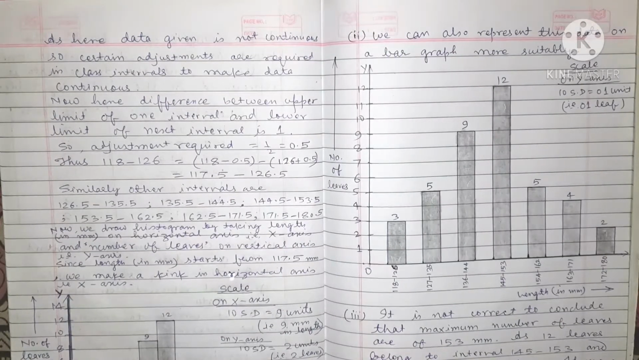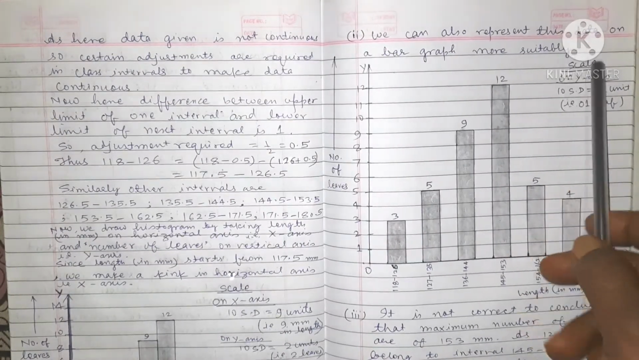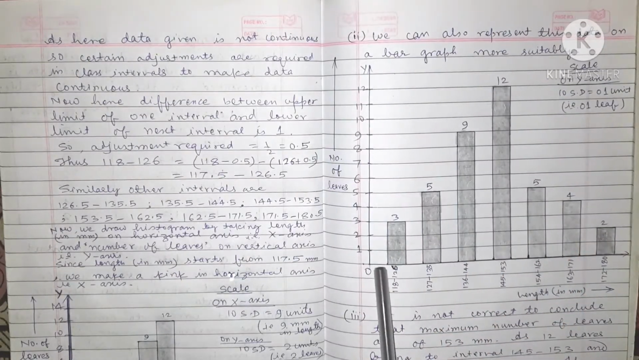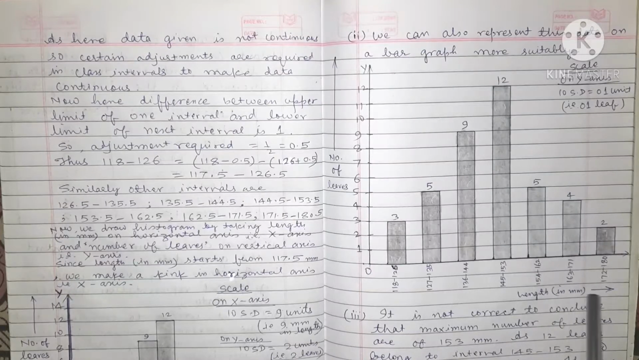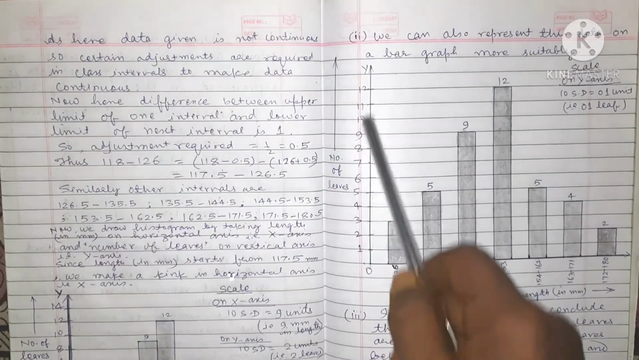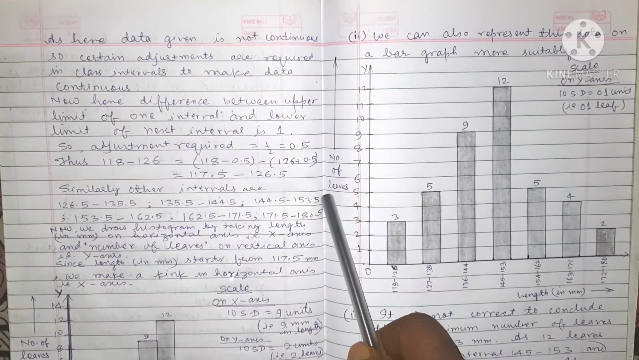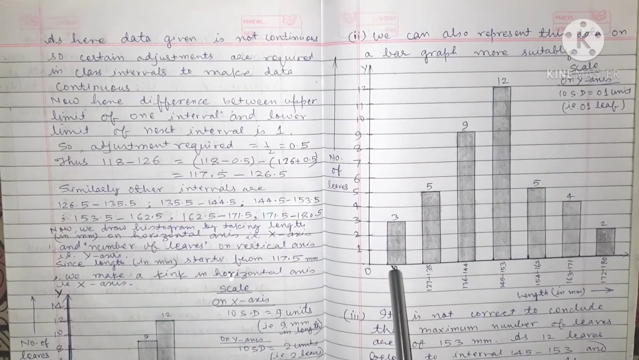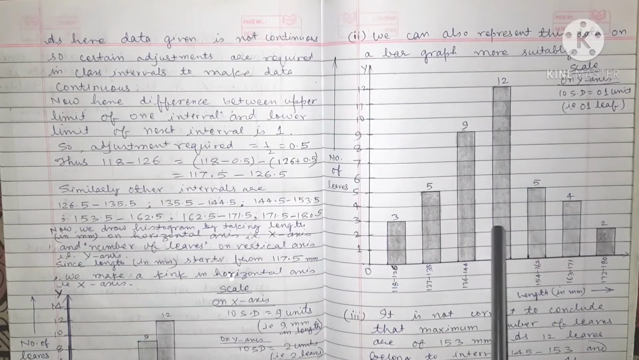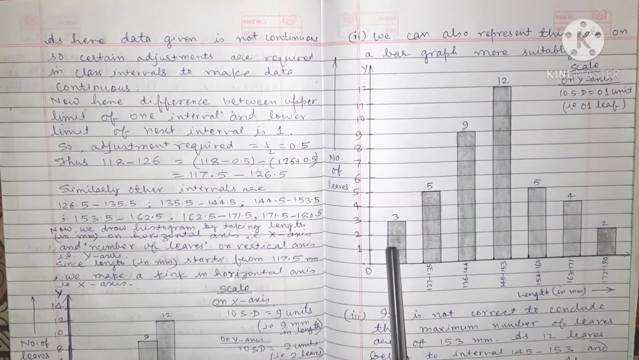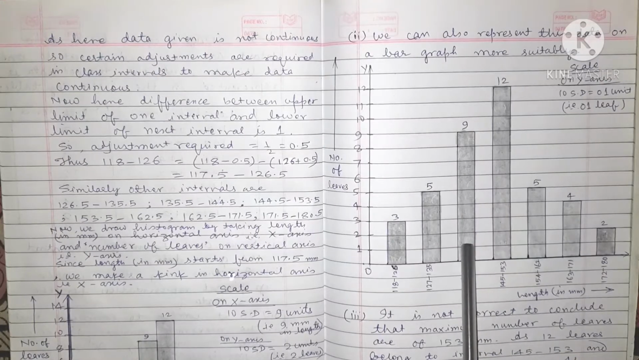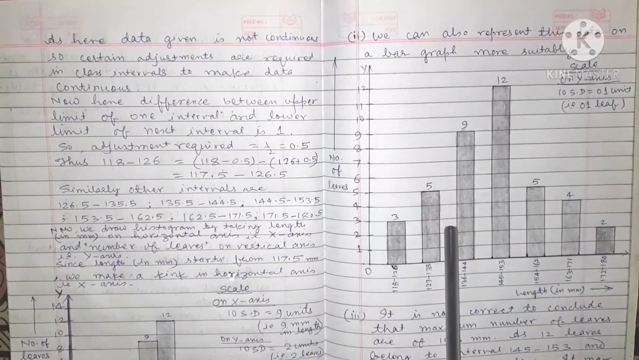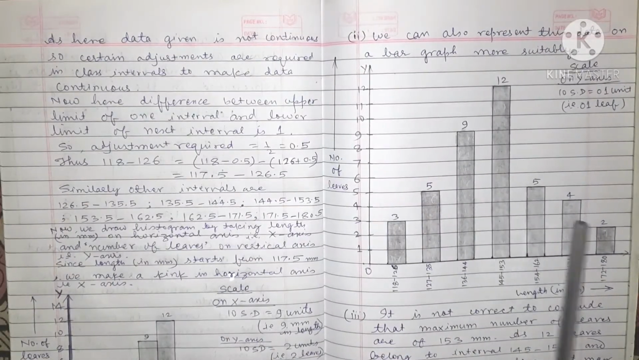Question number 2. We can also represent this data on a bar graph more suitably. On the x-axis, we write length in millimeter, and on the y-axis, we write number of leaves. Here, a bar graph has equal spacing between the rectangles, and the width of each rectangle should be uniform. Equal spacing between the bars and uniform width of each rectangle.